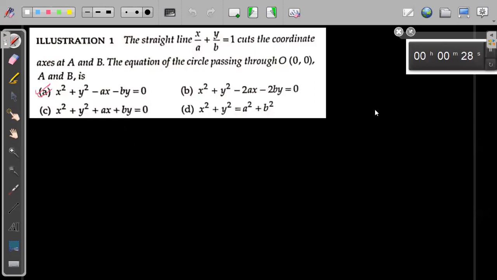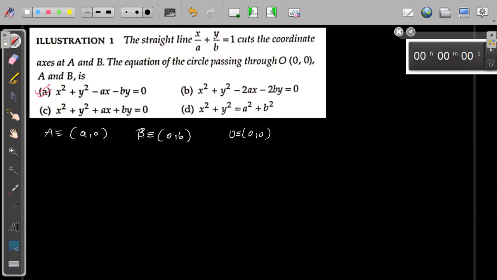So let's see. We have been given a straight line that cuts the coordinate axes at A and B. So what are the coordinates of A? A will be (a, 0), and the coordinates of B will be (0, b). So we have A (a, 0), B (0, b), and the third point is the origin, that is (0, 0).